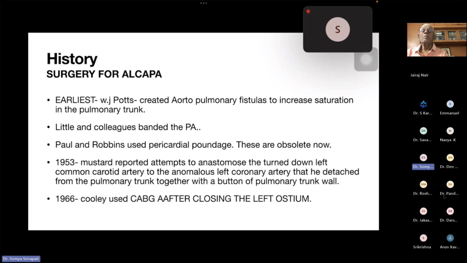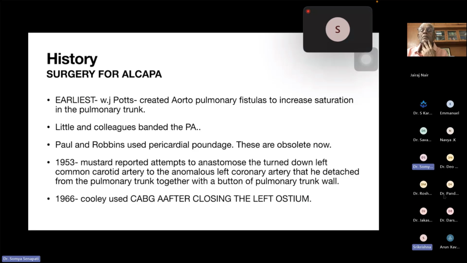Next, we'll see a few surgical evolutions throughout the years. The earliest correction was done by W.J. Potts, who created an AP window to increase the oxygen saturation. The second was done by Little and colleagues, who did PA banding. Paul and Robbins did pericardial poudrage, which are now obsolete.